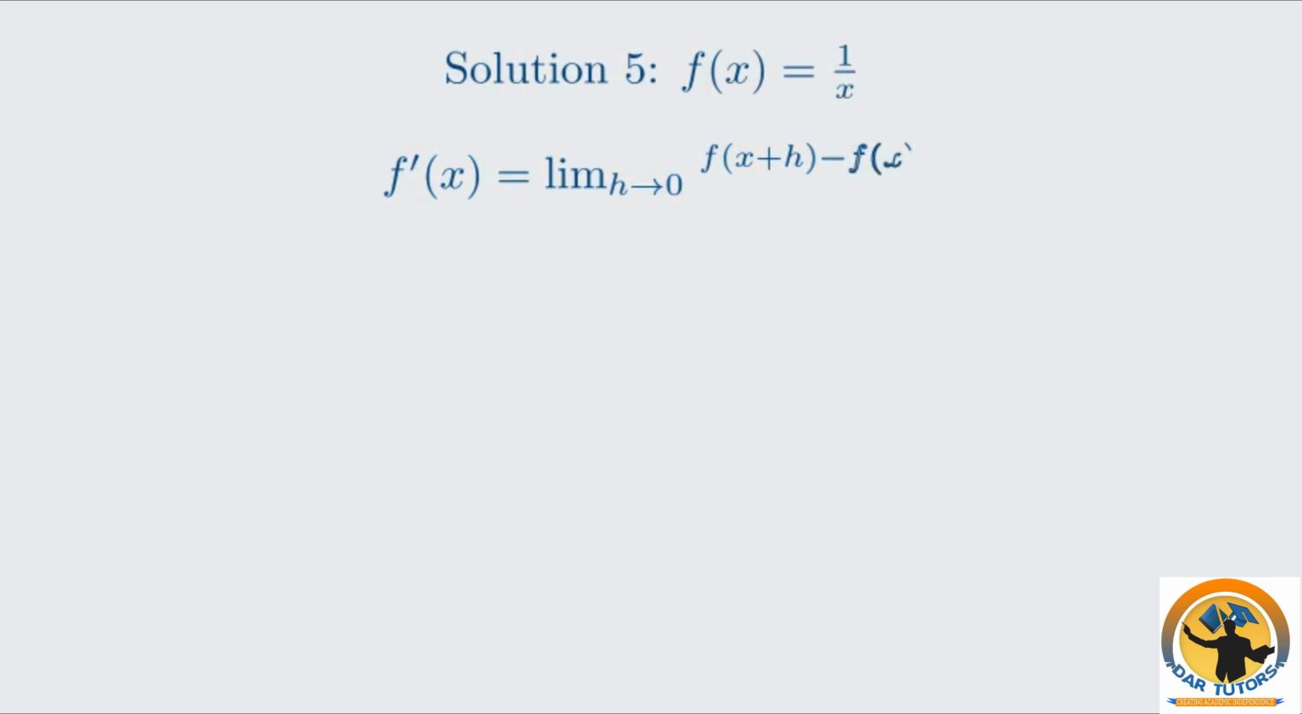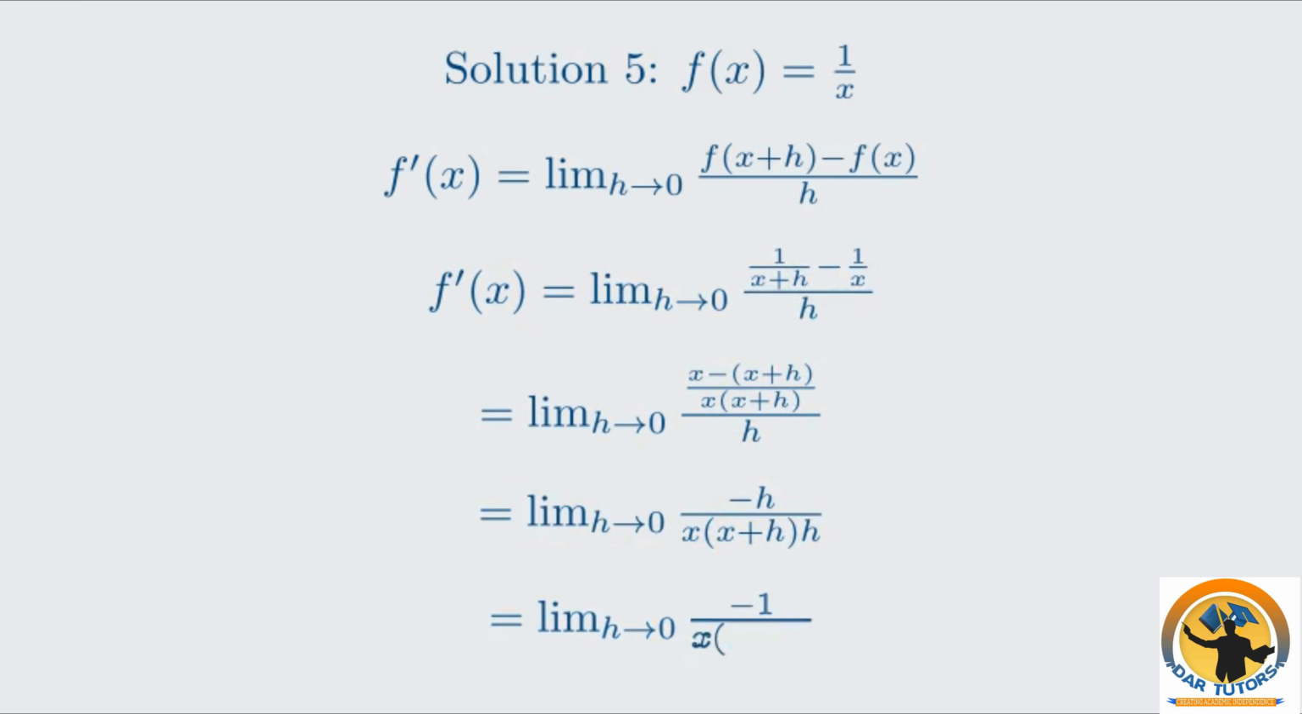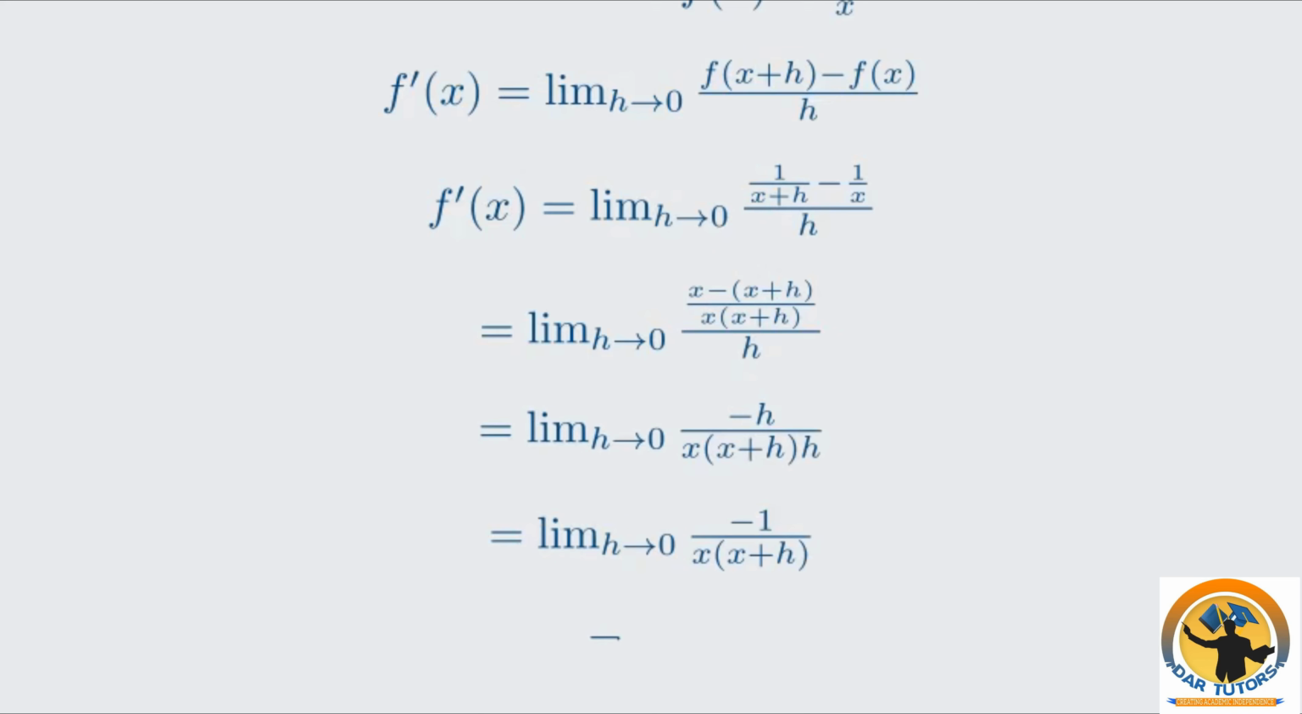Finally, for question 5, we find the derivative of f of x equals 1 over x. F prime of x is the limit as h approaches 0 of 1 over x plus h, minus 1 over x, all divided by h. We find a common denominator in the numerator, which is x times x plus h. This gives us x minus x plus h over x times x plus h, all divided by h. The numerator simplifies to negative h. We can then cancel the h's, leaving negative 1 over x times x plus h. Taking the limit as h approaches 0, we get negative 1 over x squared. The derivative is negative 1 over x squared.